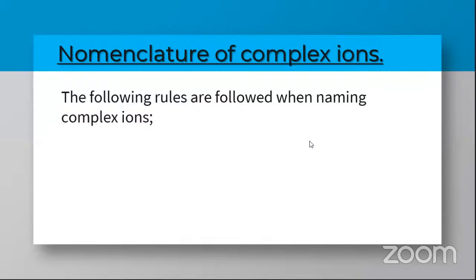Tell me two categories of ligands. Can you tell us two categories of ligands? Two categories of ligands. Yes, Judith, we are waiting. Let's hear from Emmanuel.